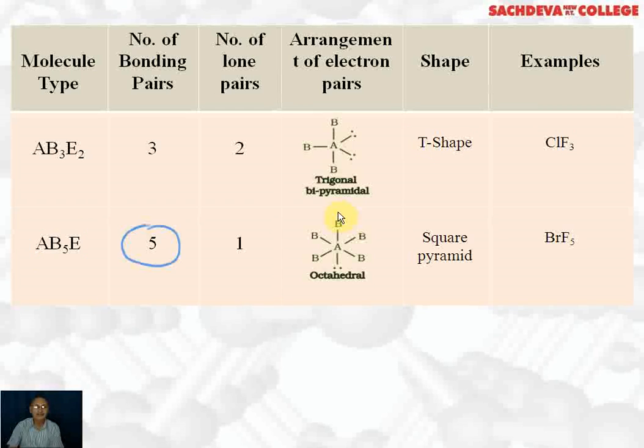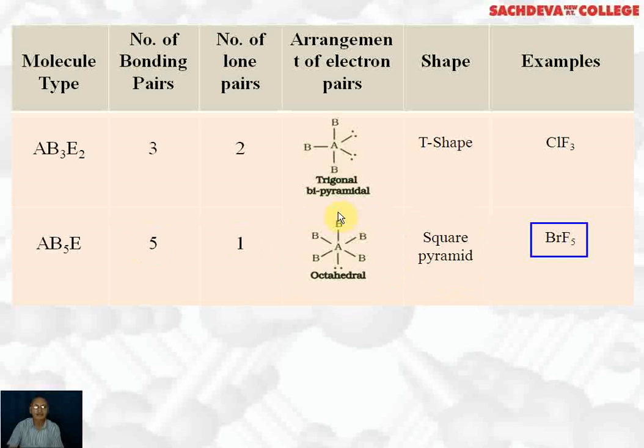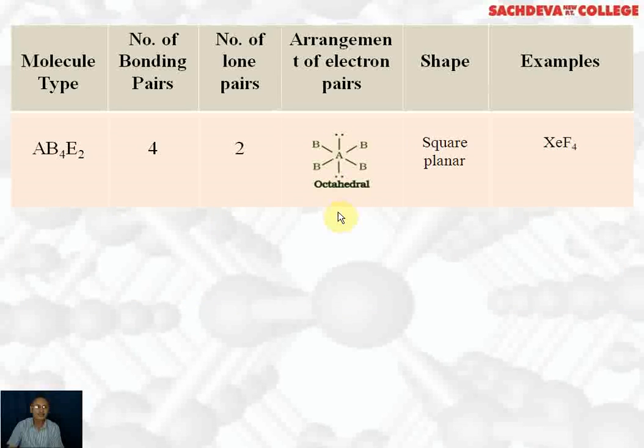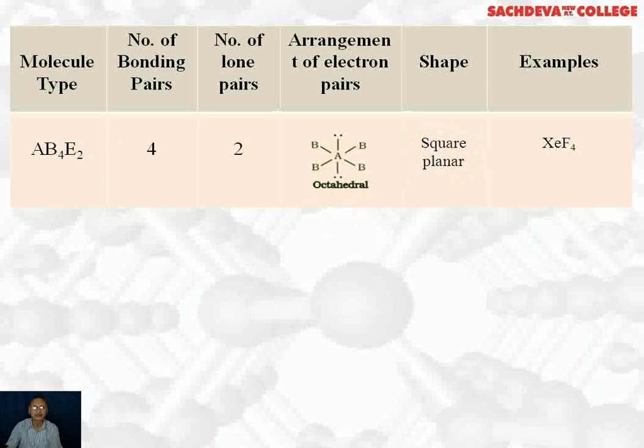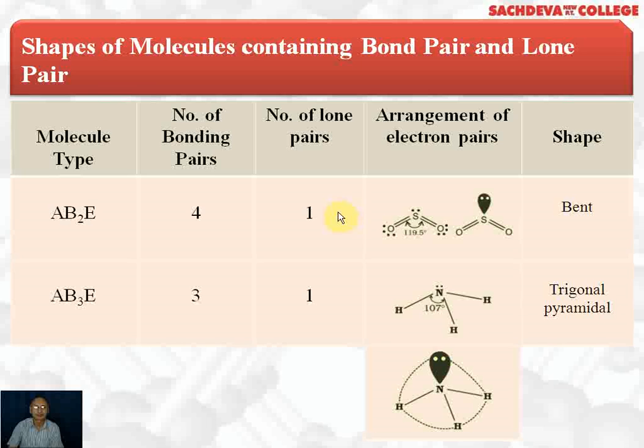AB5E. Here we have 5 bonded pair of electron and 1 lone pair of electron. Expected geometry is octahedral. Actual geometry is square pyramidal. Examples are BrF5, IF5. Last type is AB4E2. Here number of bonded pair of electrons are 4. Lone pairs are 2. Expected geometry is octahedral. Actual shape is square planar. Example is XeF4.